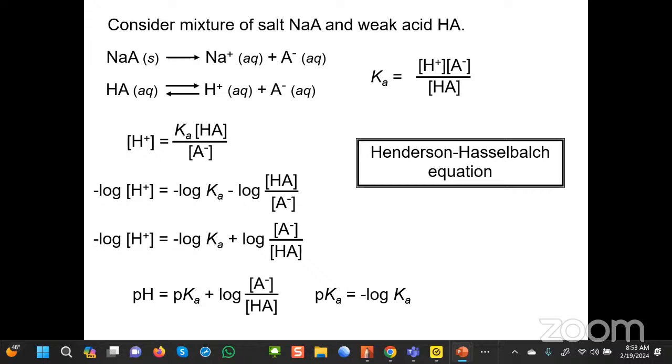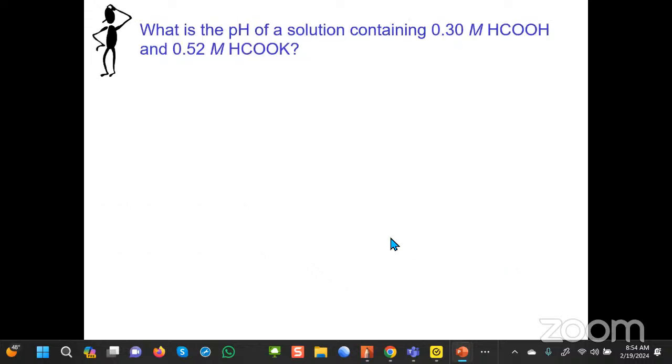The Henderson-Hasselbalch equation is used to calculate the pH of this solution, which you're going to see on the next slide is called a buffer solution, all right? Another way of expressing it is that the pH is equal to pKa plus the log of the concentration of the conjugate base divided by the concentration of the weak acid, all right? Okay, so you can use this equation to solve problems such as this one right here.